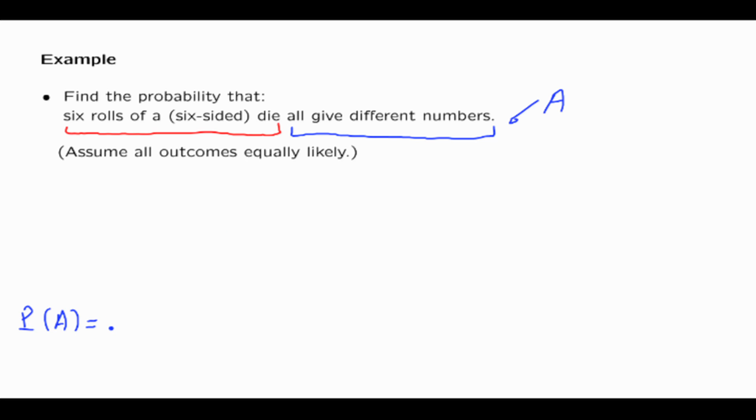In particular, as we discussed earlier in this lecture, the probability of an event A is going to be the number of elements of the set A, the number of outcomes that make event A occur, divided by the total number of possible outcomes, which is the number of elements in our sample space.